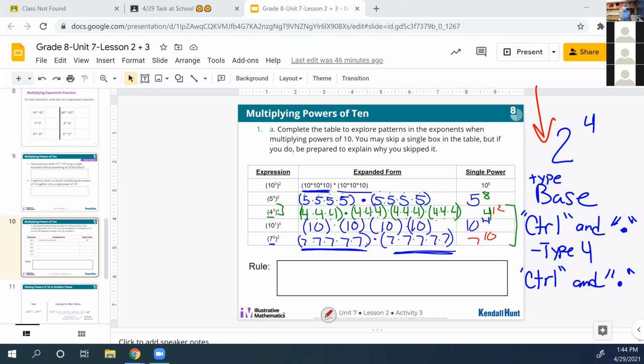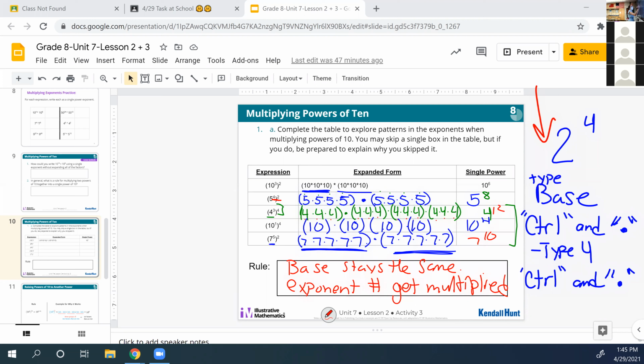Now, if we think about a rule. So I had two people send me their rule. The rule said the power inside the parentheses is how many times you're going to multiply the number in one group, and the number outside is how many groups you're going to make. Very good. And we can simplify that by saying we keep our base, the base stays the same, and then we take those exponent numbers and multiply them.